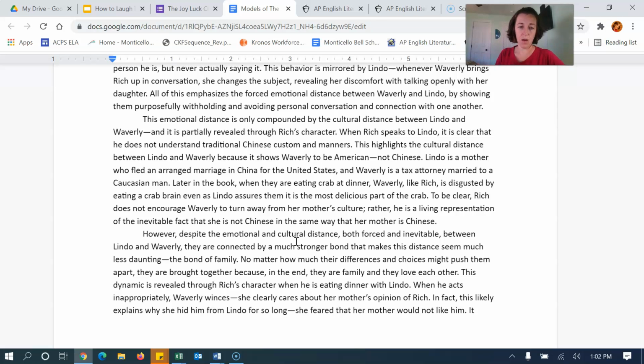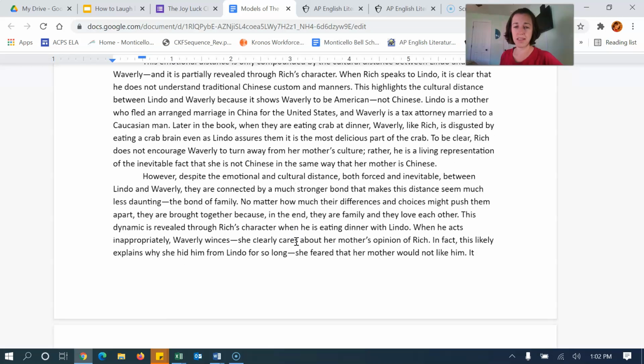All right. However, despite the emotional and cultural distance, both forced and inevitable, they are connected by a much stronger bond that makes this distance seem less daunting, the bond of family. No matter how much their differences and choices might push them apart, they're brought together because in the end, they're a family and they love each other. This is revealed through Rich's character when he's eating with Lindo. When he acts inappropriately, Waverly winces.